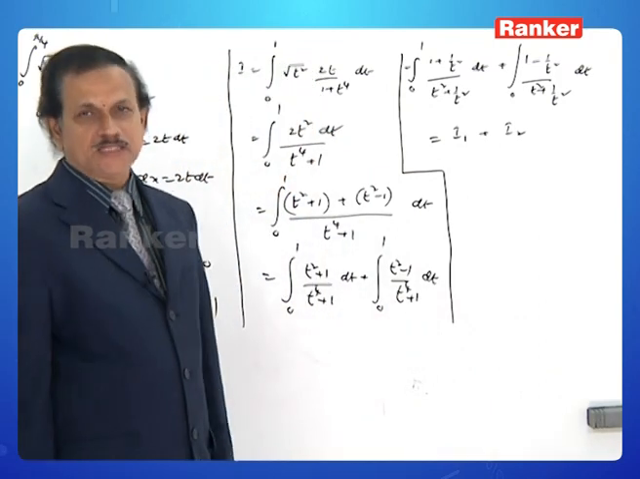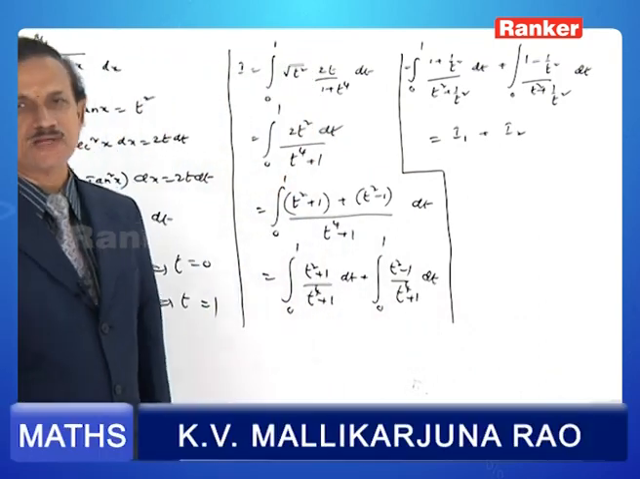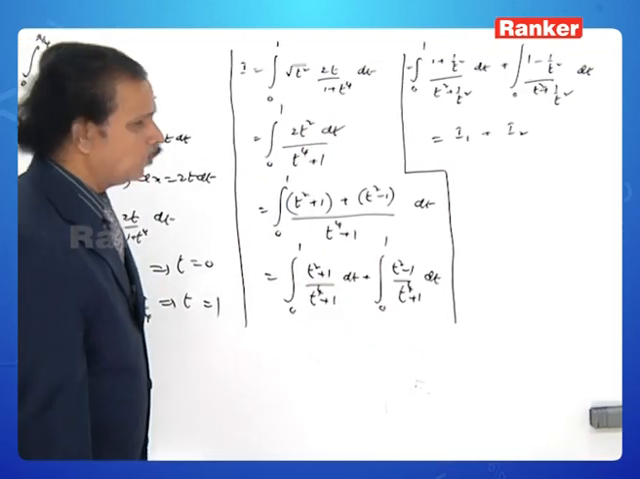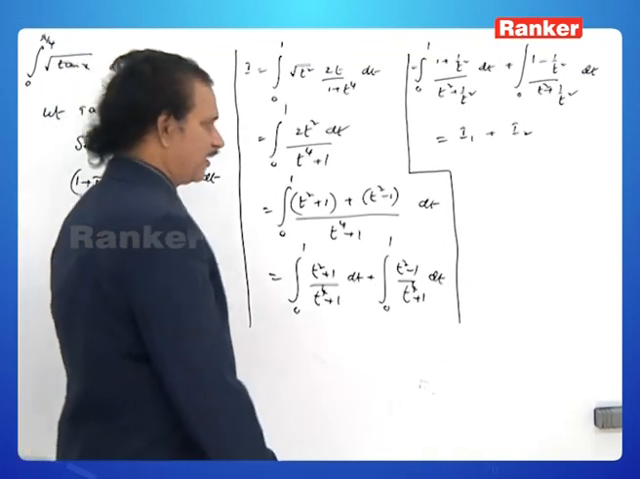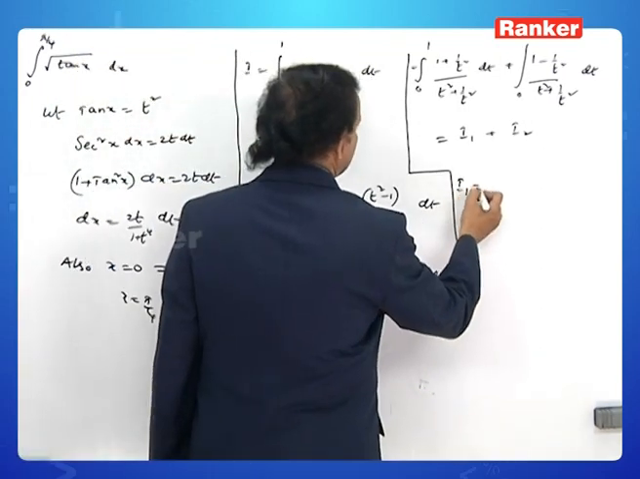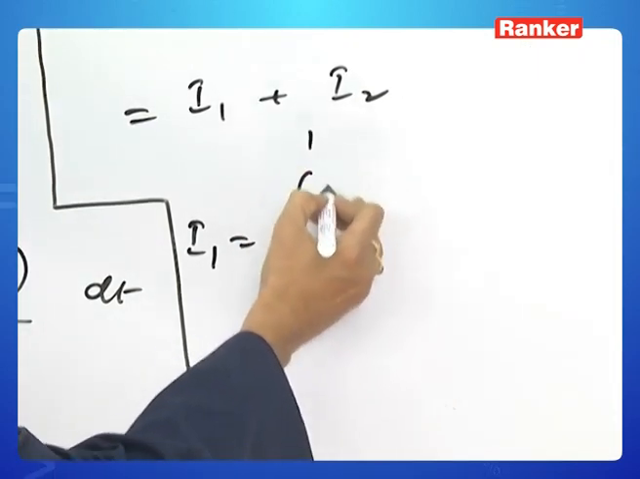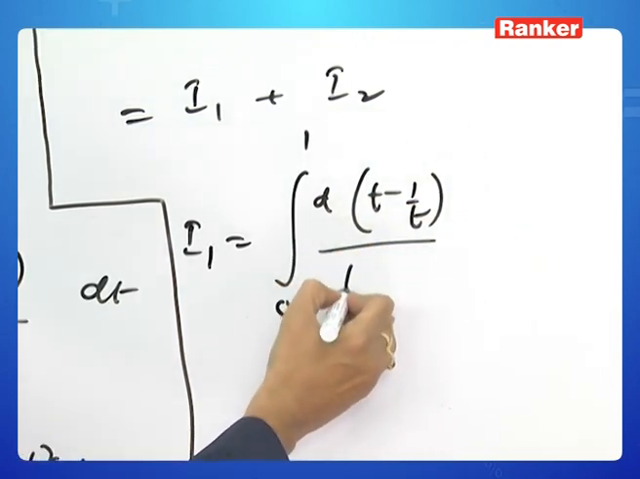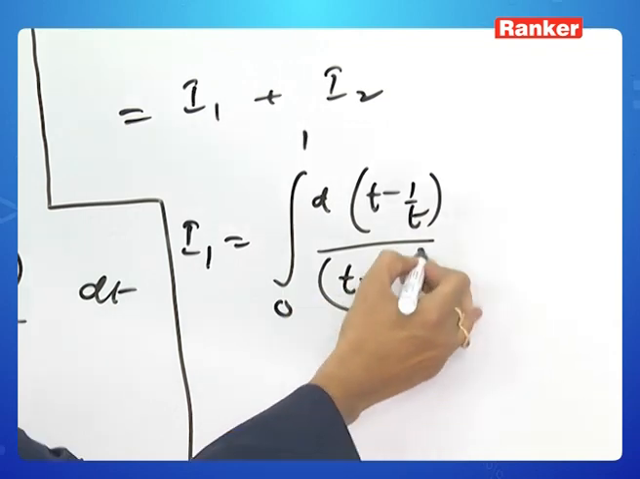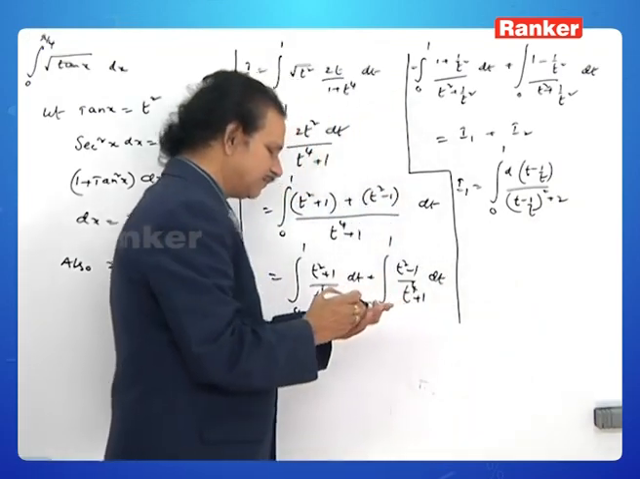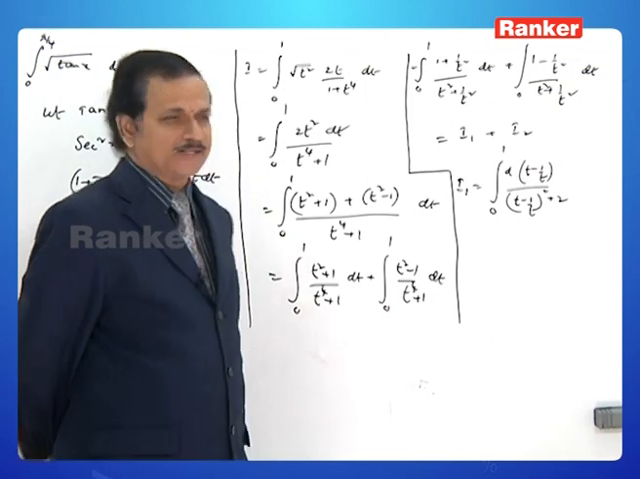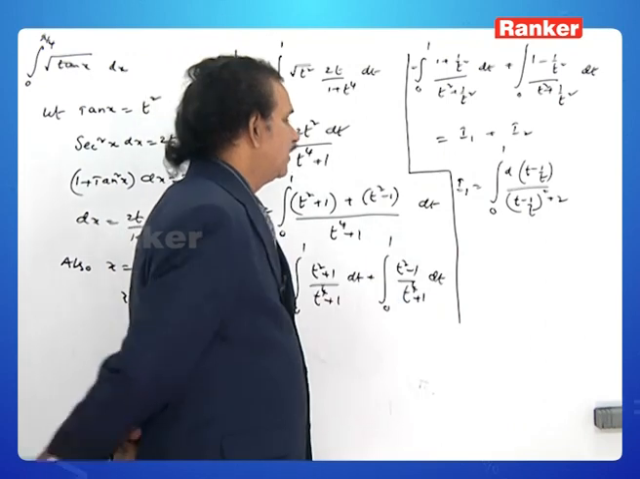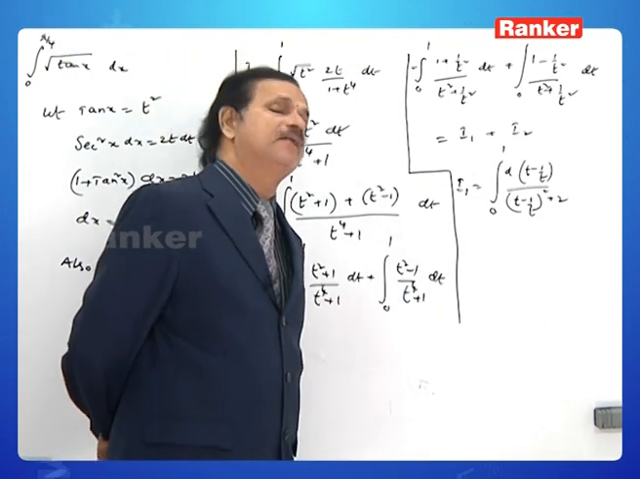Now, it is the matter to deal with both I1 and I2 separately. Actually, the things are very visible, clearly visible there itself. Why? You can read the answer directly. How? Like this. I1 is equal to integral 0 to 1 d of t minus 1 by t by t minus 1 by t whole square plus 2. You can follow that, isn't it? That is, I could have written t square plus 1 by t square as t minus 1 by t whole square plus 2.